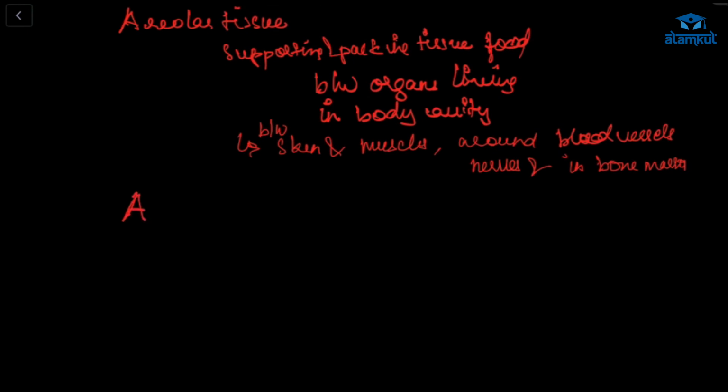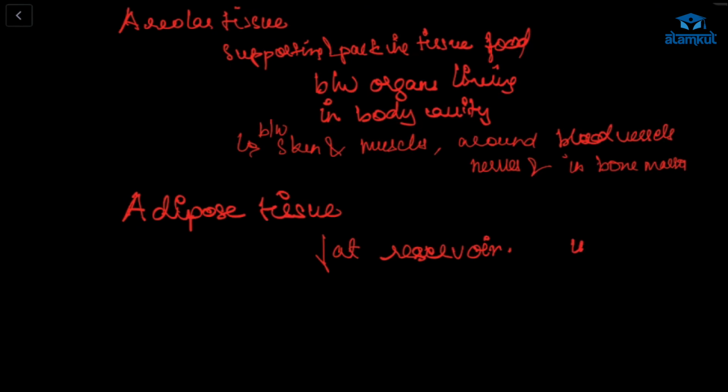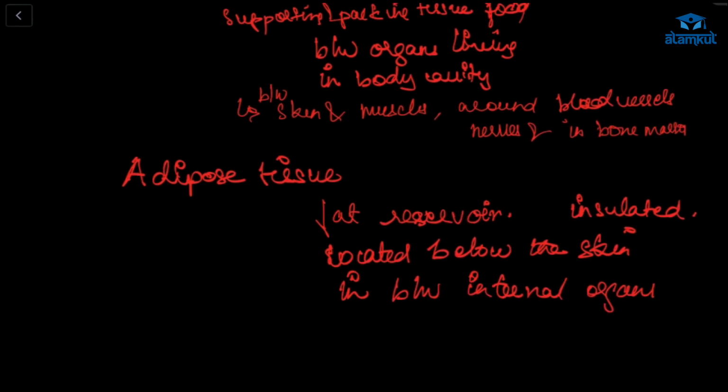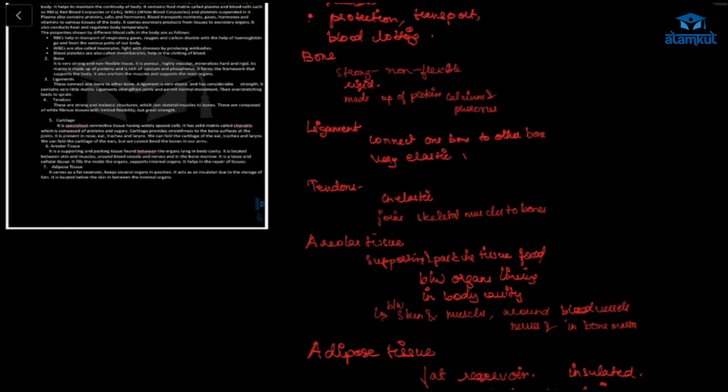Last one of the connective tissue is adipose tissue, and they are a fat reservoir. That means they store fat, and they act as an insulator also. They are located below the skin, in between internal organs. Inside our body, there are many organs, right? So between the skin and organs, they are located. That's all about the connective tissues.